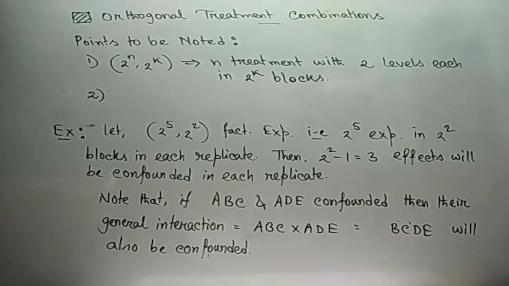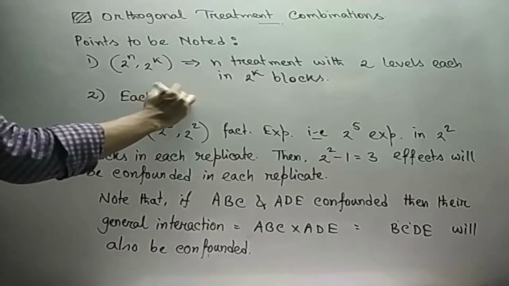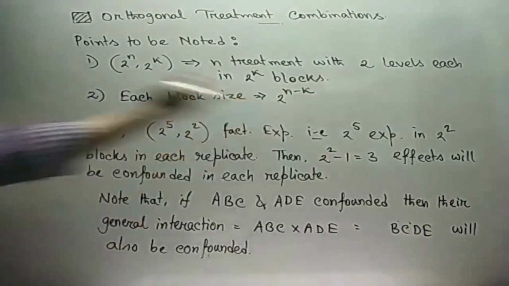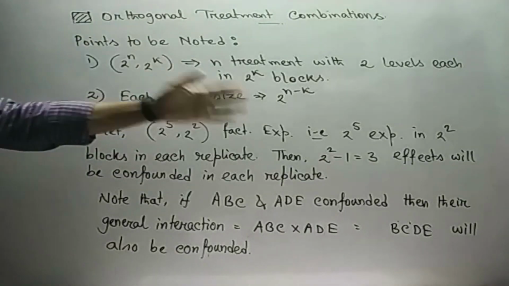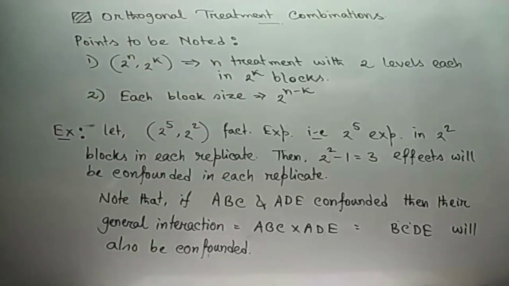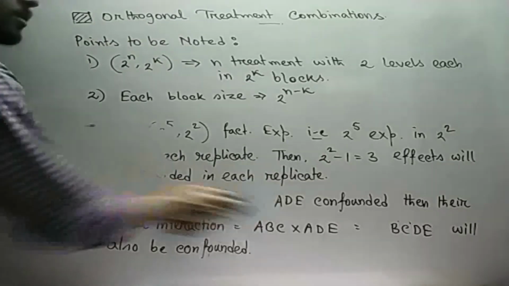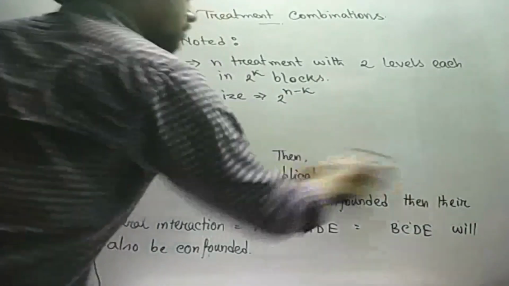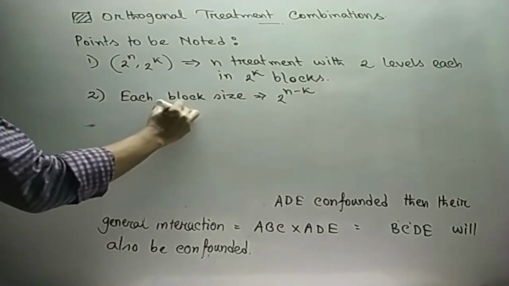Now the second point is each block size. So each block size is basically 2 to the power n minus k. We have just discussed that part. Particularly, you can say that each incomplete block size is basically 2 to the power n minus k. So those blocks are basically incomplete blocks, not complete blocks.